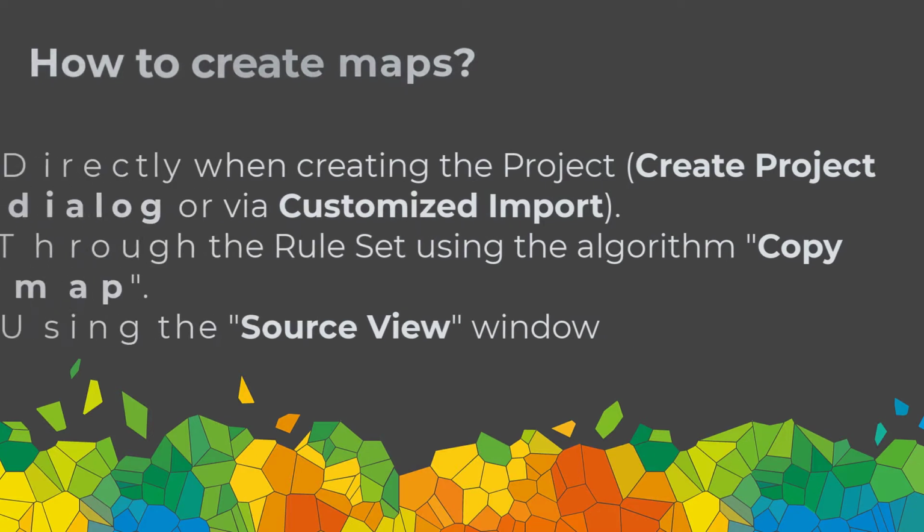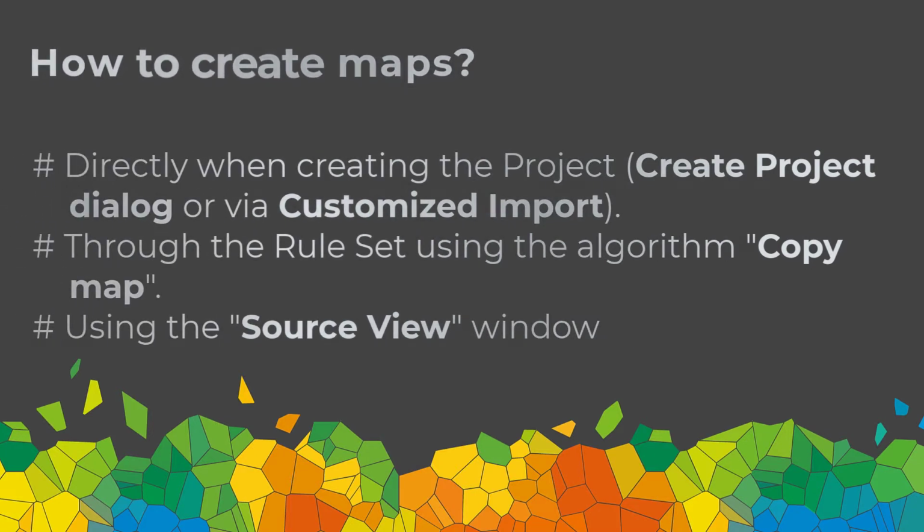An important question would be how to create maps. So if you're interested in maps, how do you create them? There are different ways. First of all, you can create a map right away while creating a project. Or also if you're using customized import, there's also a tab where you can define multiple maps for the project. So that can be done.